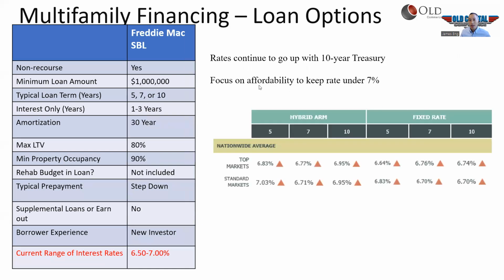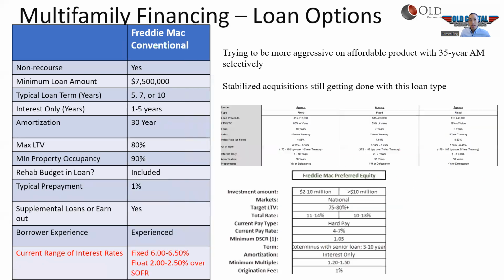Freddie Mac SBL, we're seeing, I think this is on 65% leverage, but if you went up higher to 75% leverage, or if you could use a 1.25 cover, this will probably be closer to 7. But a lot of people are still using these loans on the Freddie Mac on the smaller side, SBL.